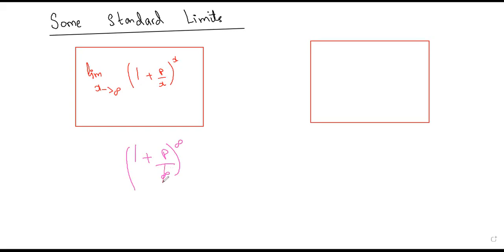P by infinity would be approximately 0 because it is P divided by something very, very big. So you can think about it as 1 to the power infinity. And we know that this is an indeterminate form or undefined form. This is not something which we can accept. So we have a standard case, and the answer for this case is going to be e to the power p. And this only holds whenever p is a real number.